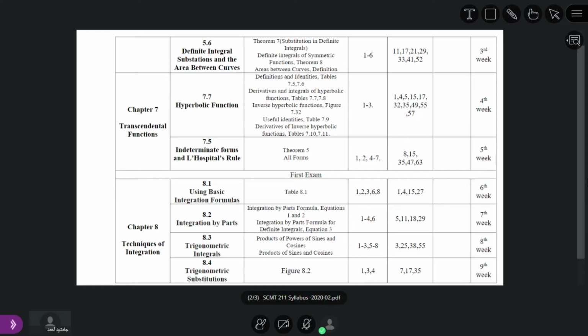So in 8.3 we will solve trigonometric integrals. In 8.4 we have trigonometric substitution. In 8.4 we have an integral, and inside the integral we have a square root. In the square root we have three different expressions: a square minus x square, a square plus x square, and x square minus a square. Three different expressions, and we will use three different substitutions.